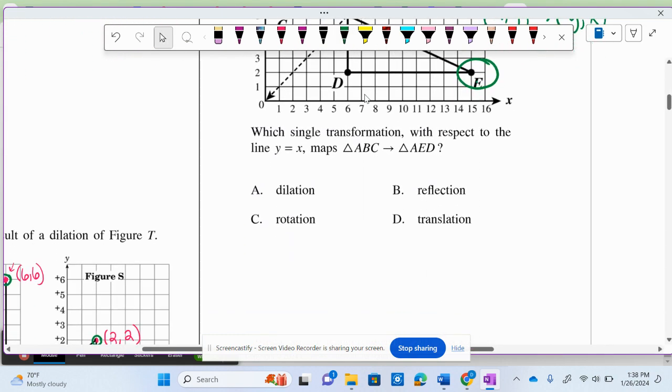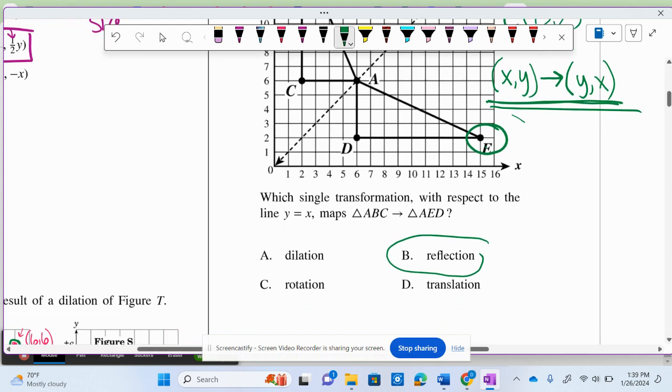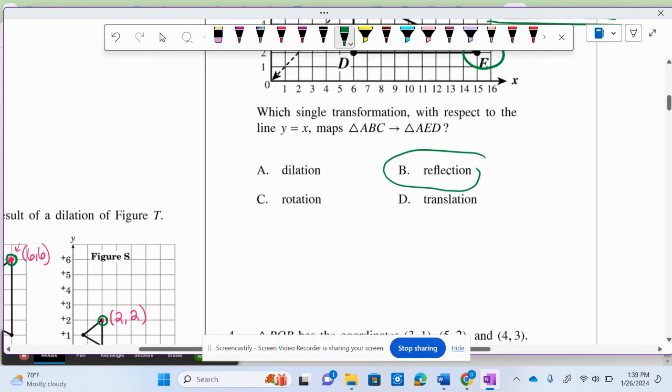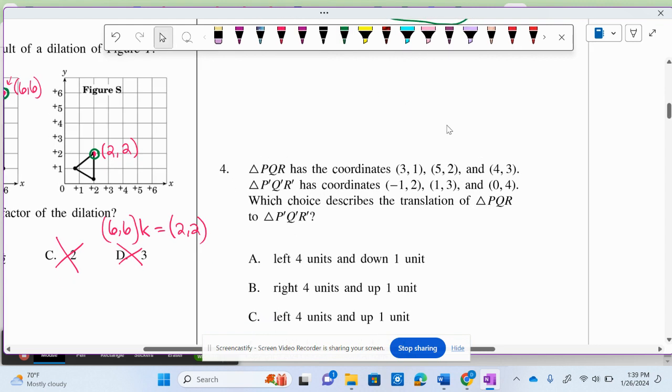So this is a reflection, but you have a question that asks you to write the rule on your test. That's why I did that. It's a reflection. It's reflected over the line y equals x. All right, so number 4. Number 4, I think I graphed, okay?